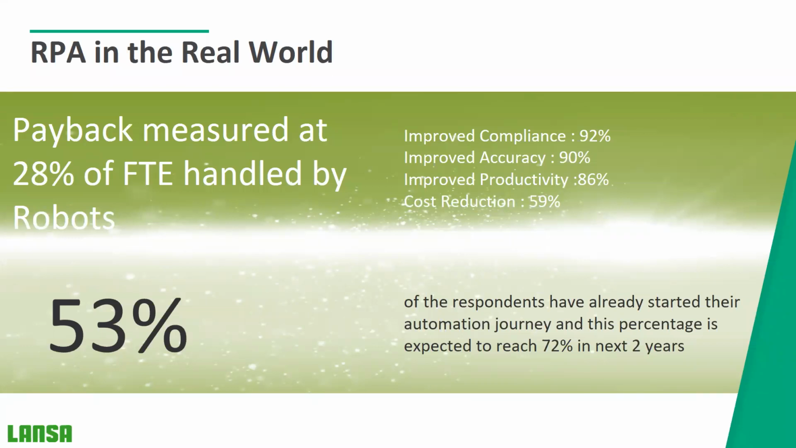Human error is still human error. Certainly robots can create errors, but at least they can be trapped and tracked. And ultimately improve productivity, making people more productive and at the same time reducing cost. Right, and over time, 53% of respondents to this survey have already started their journey, and that will increase to 72%.